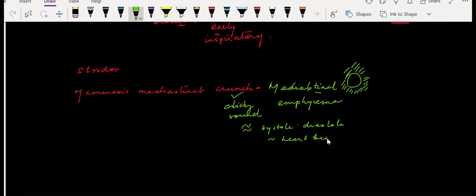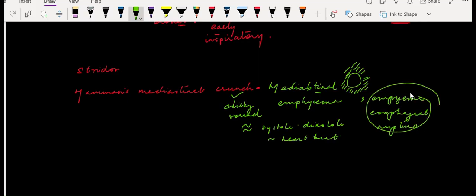And when do we have a mediastinal emphysema? So any fistula which is connecting the pleural space with the mediastinum, maybe because of a long-standing infection and empyema, or it can happen whenever there is esophageal rupture also. So esophageal rupture can produce this kind of a sound. Okay, so that is called Hamman's mediastinal crunch, which also can be heard in auscultation.